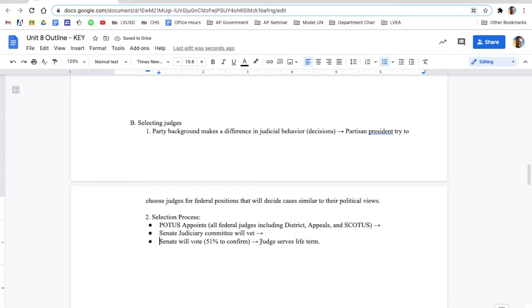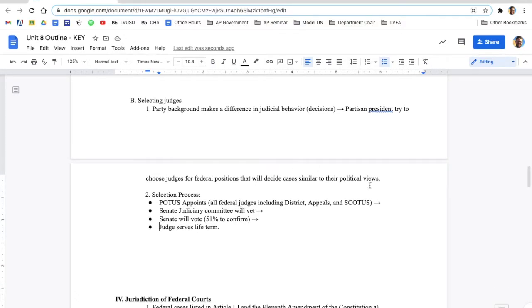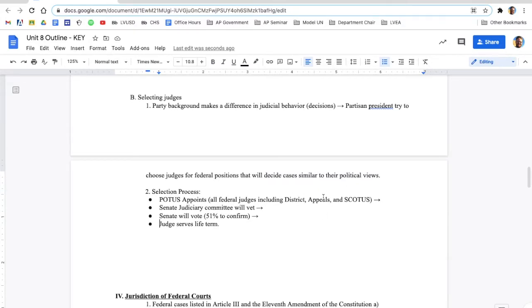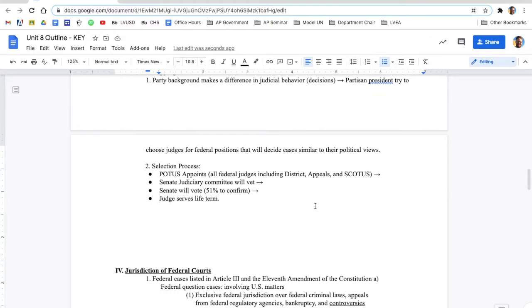And if 51% of the Senate votes, they will confirm the justice, and then that judge will serve a life term. They can be impeached, they can be removed, but for a president, this is a very important role, to appoint all these judges for the Supreme Court, also the appeals court, and the district courts. All these levels.